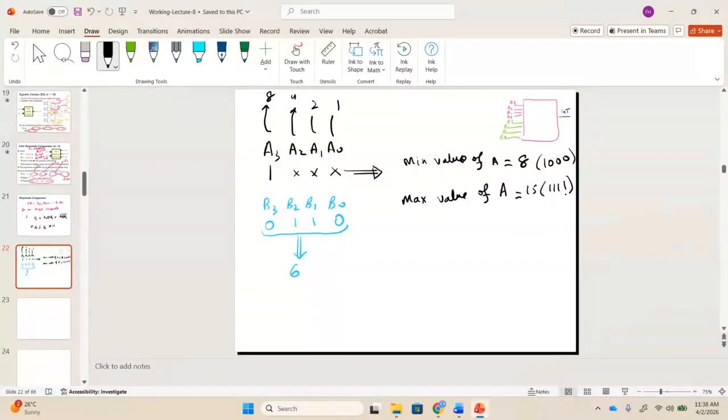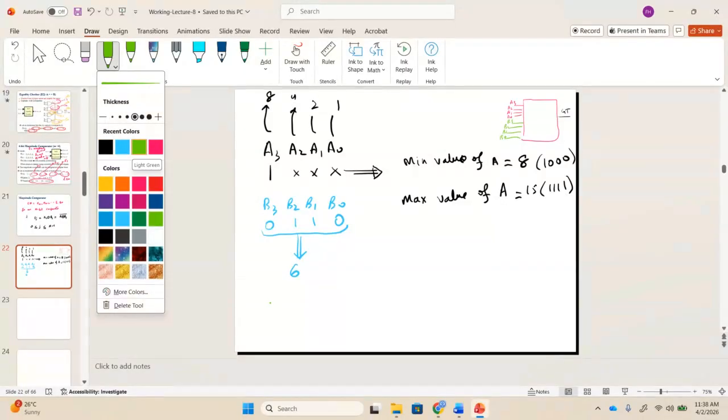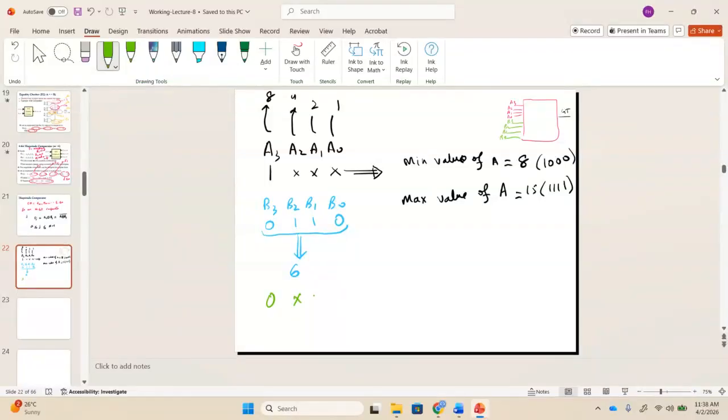All of these things. Now let's assume we have a B, and let's assume this B value is 0, x, x, x. Now for B, what is the minimum value of B? Anyone help me? 0. Yes, it is 0. And now what is the maximum value of B? Help me.